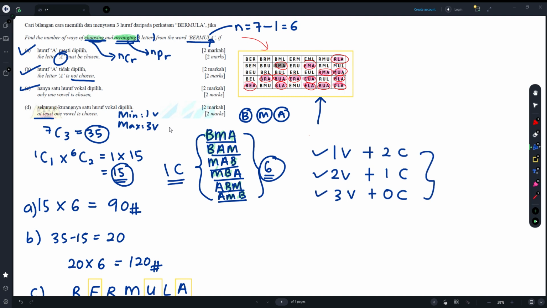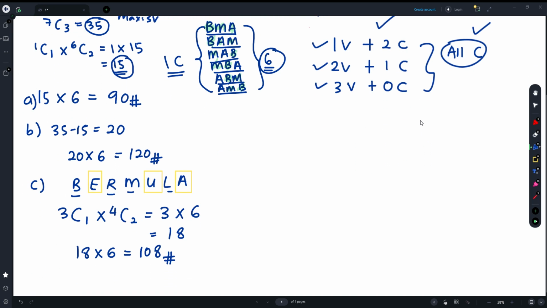Or what we can do, we can just do all consonants and subtract from the total. So you can do this longer method or you can do the counterpart method. It's up to you, but I'm going to show you the long method anyway. So I'm going to have one vowel going with 2 consonants. So I have 3 choose 1, multiplied with the balance 4 consonants, choose 2.